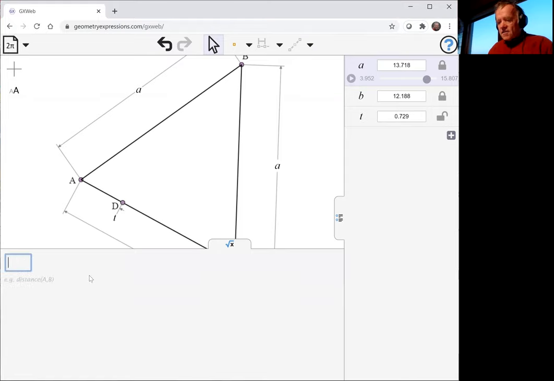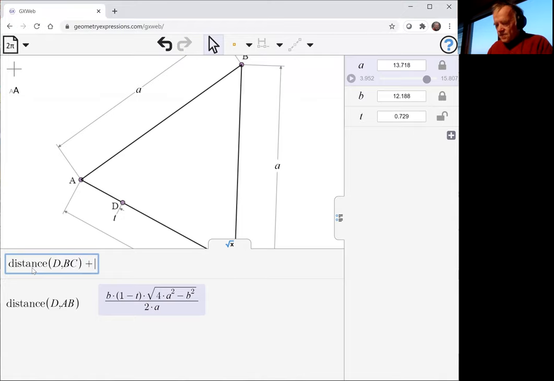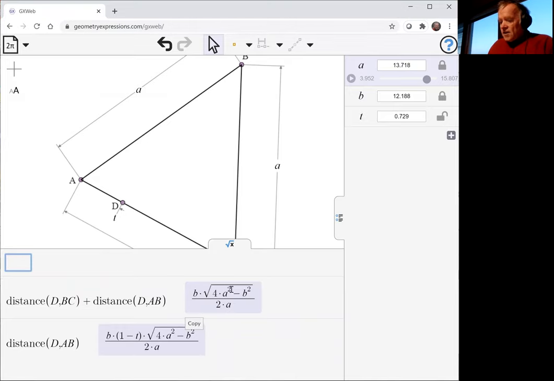So now I'm going to look at the distance from D to AB. We see there it has something that involves T in it. I'm going to add that to the distance from D to BC. Now we see that that does not involve T, and so it's going to be the same for any location along the base.